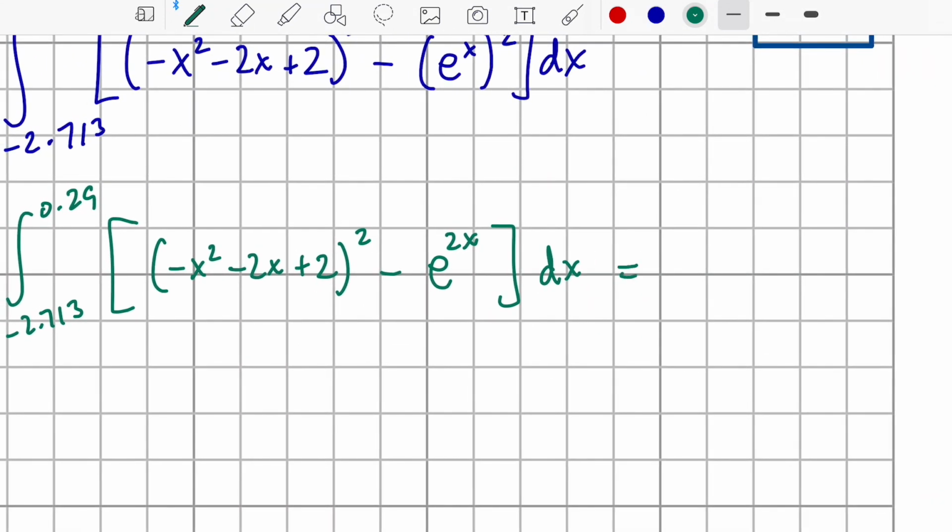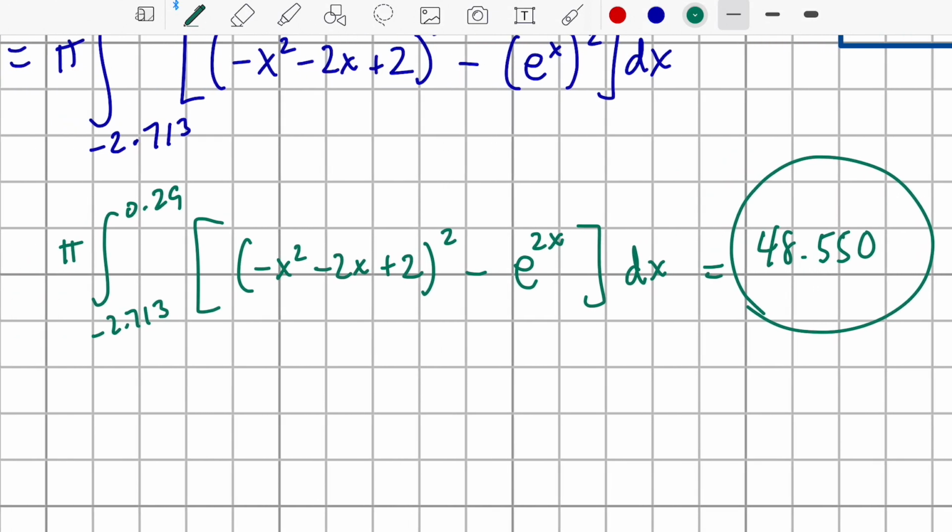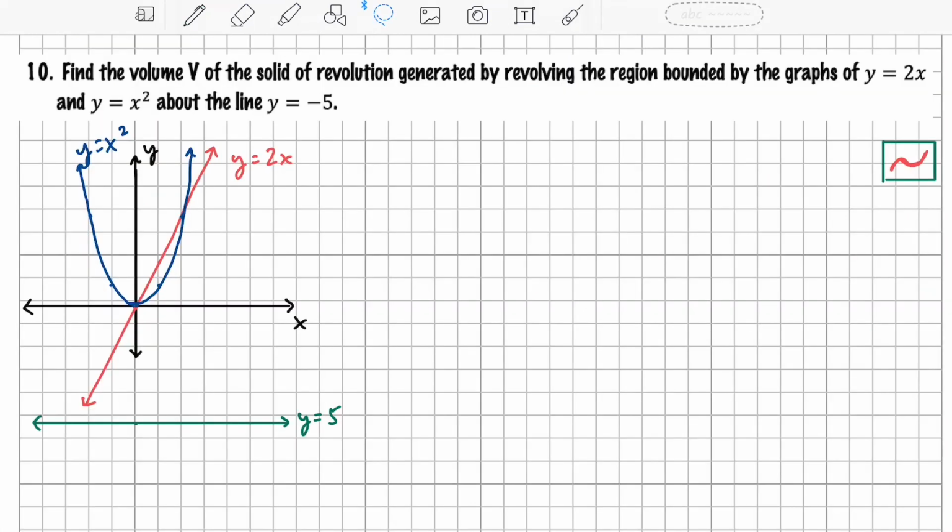And we get 48.550 cubic units. Don't forget that when you get your answer, multiply by pi at the end.